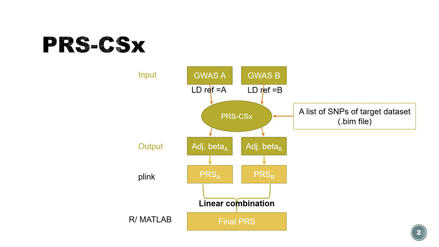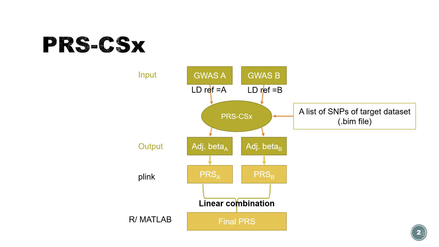This is the workflow of the method. The input is GWAS summary statistics from different populations. PRS-CSx adjusts the effect size of each population GWAS using their corresponding LD reference panel. The adjustment of SNP effect size is performed on SNPs that are shared by the input GWAS, the LD reference panel, and the target data. Therefore, PRS-CSx needs the prefix of the target data so that it can read the SNP list from the .bim file. The output is two sets of adjusted effect size.